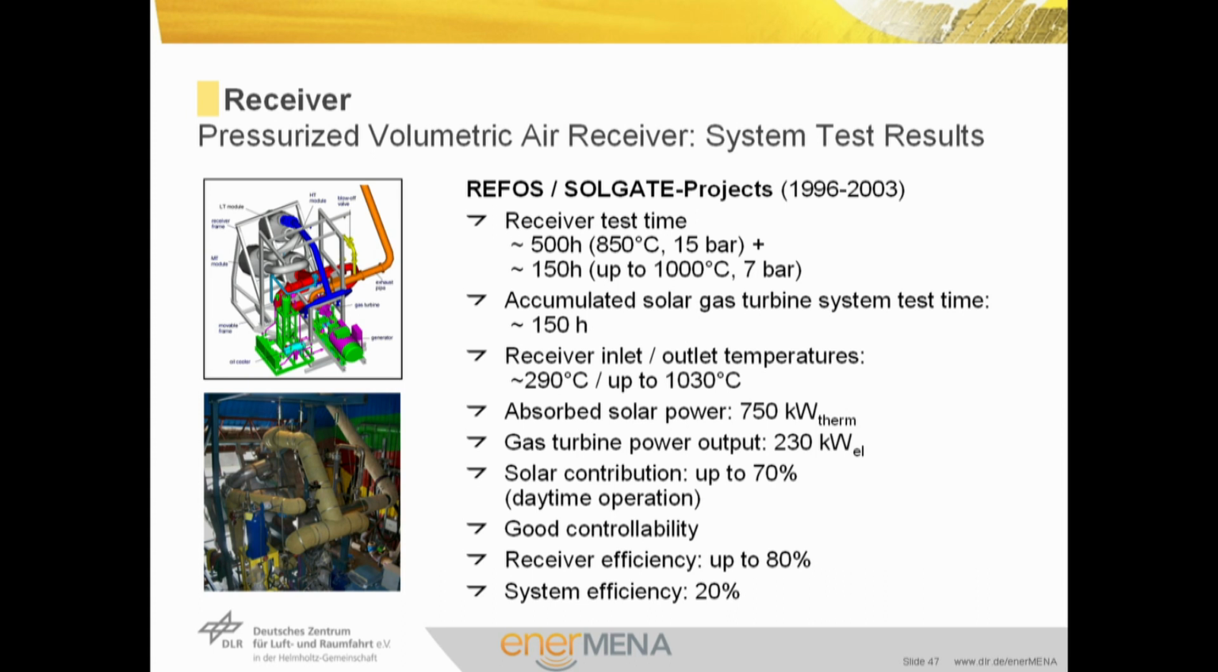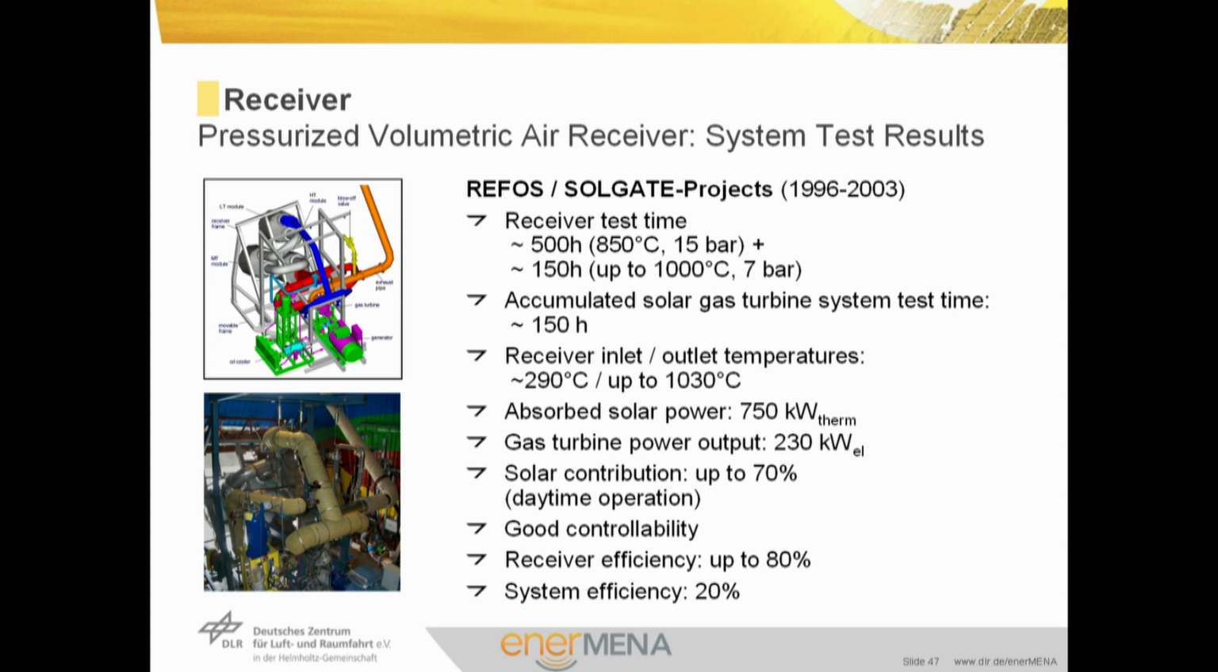The system was tested successfully with having some hundreds of hours of operation accumulated. Outlet temperatures up to 1030 degrees C were achieved with absorbed solar powers of about 750 kilowatt thermal and a gas turbine output of about 230 kilowatt electrical. The system was quite well controllable and the efficiency was quite good with about 80% receiver efficiency. The total system efficiency was about 20%. This is not perfect because the gas turbine was a helicopter gas turbine and was not optimized for high efficiencies.